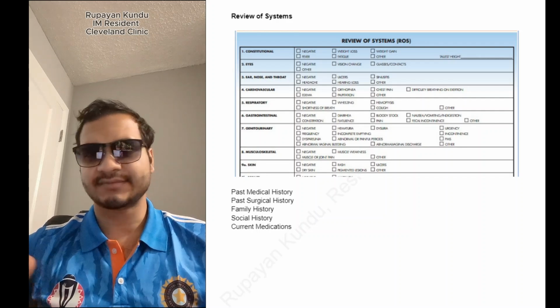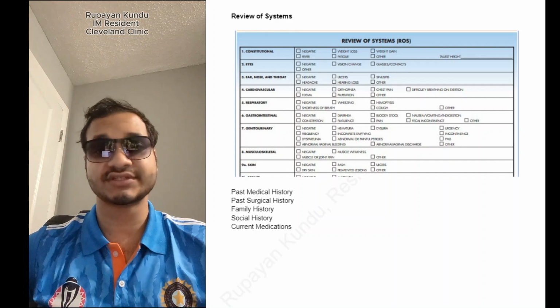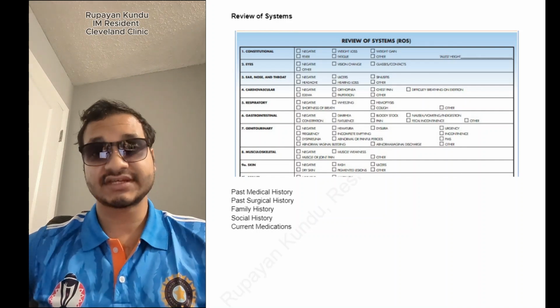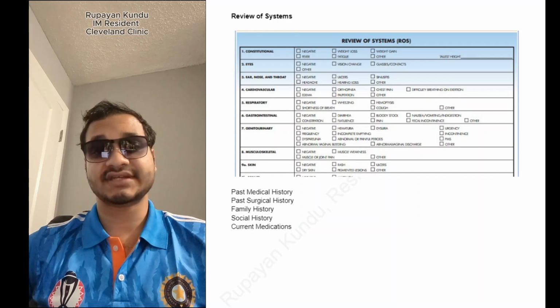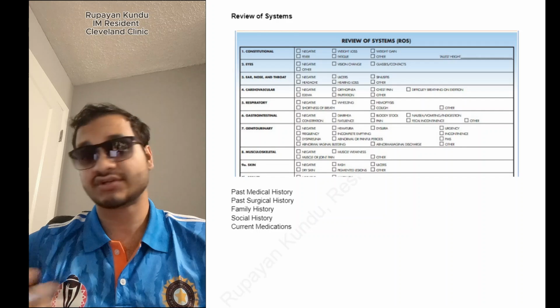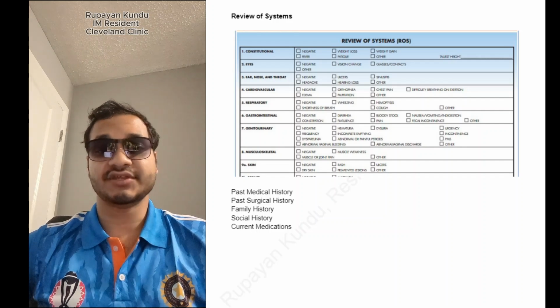So there is a chart, like, is there any kind of weight loss, fever, or whatever, so that you don't forget things. Sometimes the patient forgot to tell you about a new rash that developed. Sometimes they forgot to tell you about any shortness of breath. So it's for your safety and for patient safety, they have a review of systems.